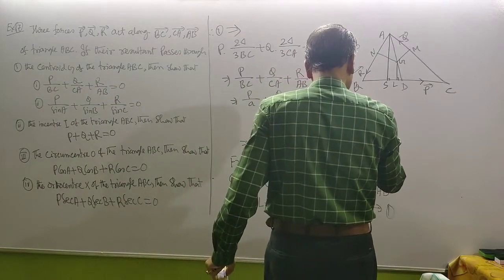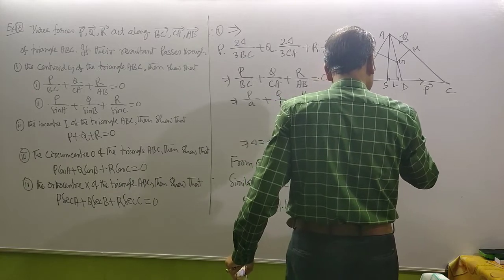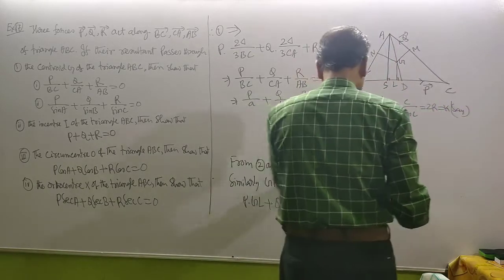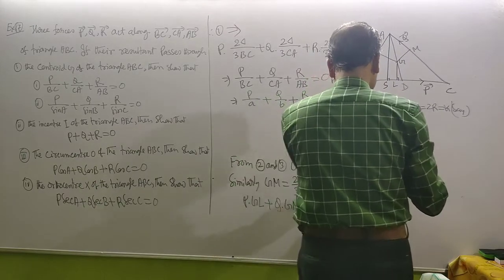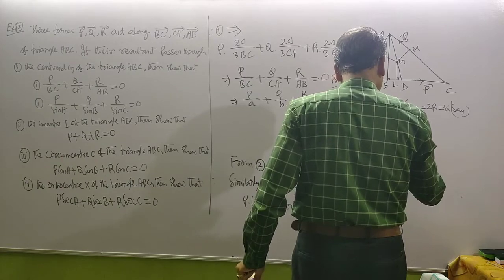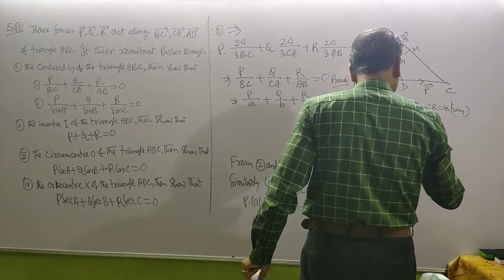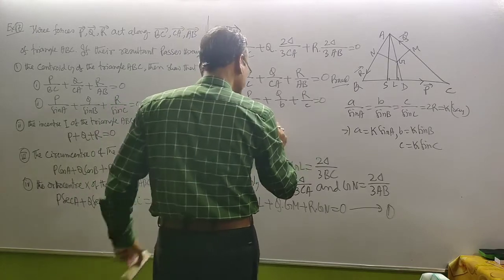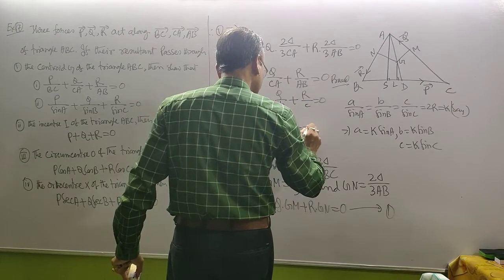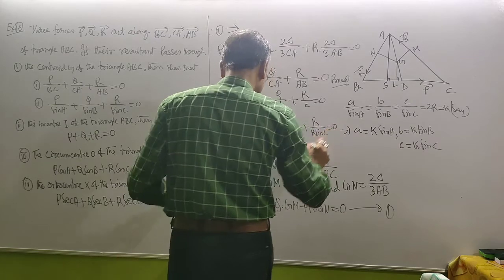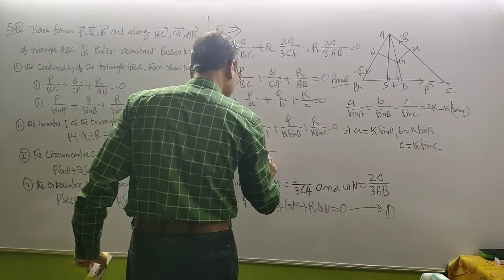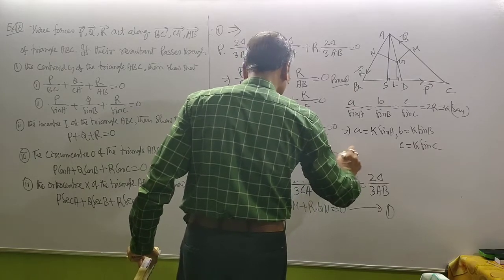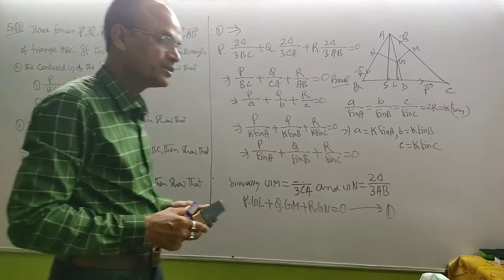Now, a by sin A equals b by sin B equals c by sin C equals twice R, equals K, say. Suppose this is equal to K. This means a equals K sin A, b equals K sin B, c equals K sin C. Therefore, putting here, P divided by K sin A plus Q divided by K sin B plus R divided by K sin C equals 0. This means P by sin A plus Q by sin B plus R by sin C should be equal to 0. Therefore, we have proved number 1.